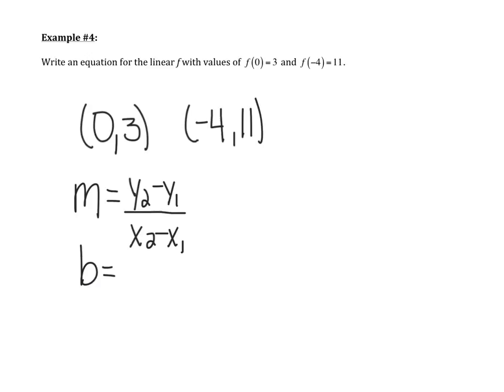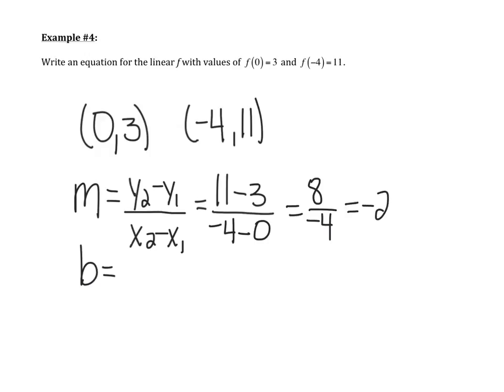So in this case, I'm going to start with the 11 first. It'd be 11 minus the other y value, which is 3. Since I started with the 11, that means I'm going to start with negative 4 in the denominator. So negative 4 minus the other x value, which is 0. Simplifying this, 11 minus 3 is 8, and negative 4 minus 0 is negative 4. Simplify that, we have 8 divided by negative 4, which is negative 2. So my m, my slope, is negative 2.